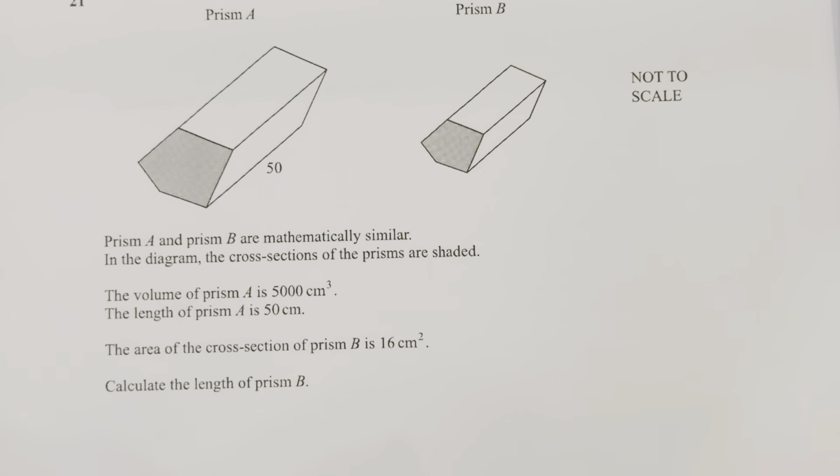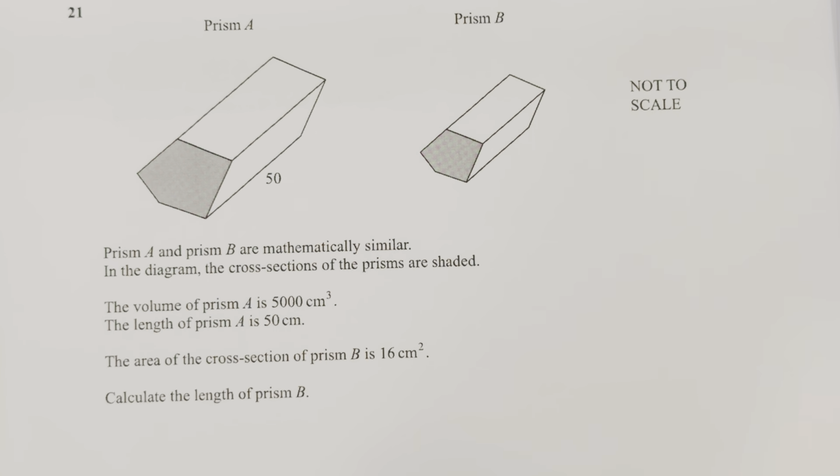Okay, 21 is that prism A and prism B are mathematically similar. In the diagram, the cross sections of the prisms are shaded. The volume of A is 5000 meter square. The length of the prism A is 50 centimeter. The area of the cross section of prism B is 16 centimeter square. Calculate the length of the prism.